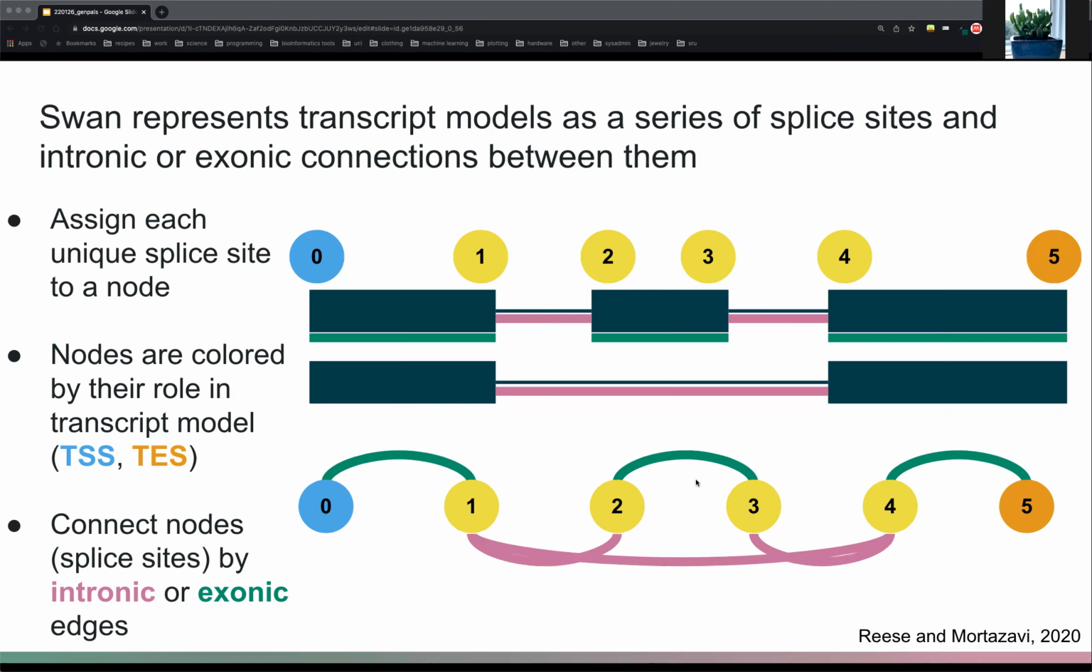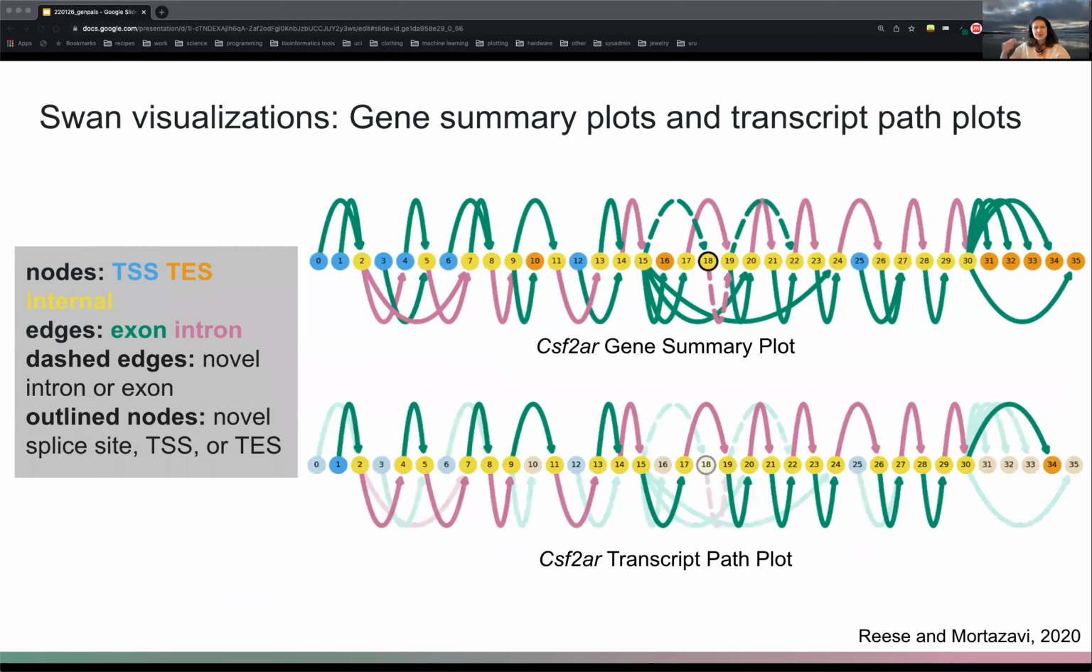Okay, great. All right. So this is a simple toy example of what these look like, but what do these look like in practice? So here is an example of these two basic units of graphs that Swan creates. The first on top here is a gene summary plot for the gene CSF2AR. And what you're seeing here is essentially a high level view of all of the different splicing events that happen in the transcripts that belong to this specific gene.